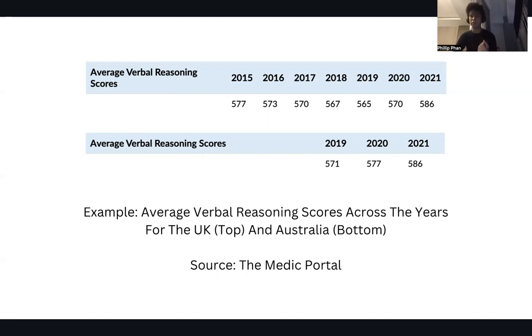It's very important that you do very well in this section right here. This is of maximal importance, and I'm going to be giving you guys tips later on how to actually maximize your scores. And this has been sourced from the Medic Portal.